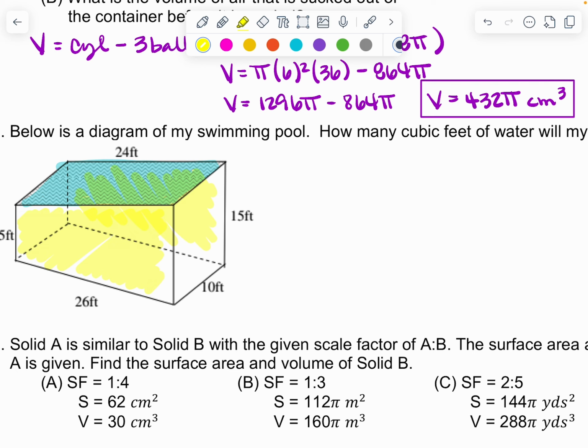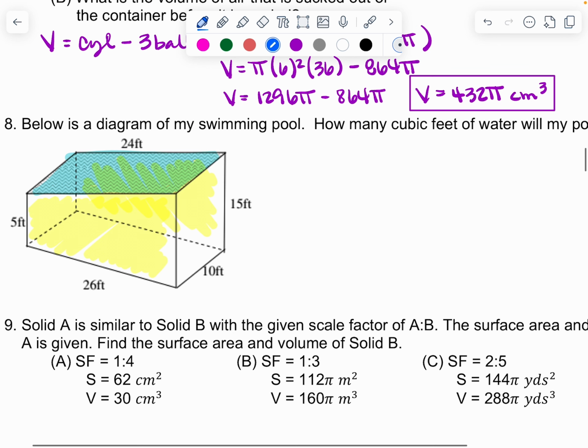If you'd rather split it up into a triangular prism and a rectangular prism and then add them together and do it as a composite, that's totally fine. You'll get the exact same answer. Okay, so here we go. We're going to tackle this as a trapezoidal prism.